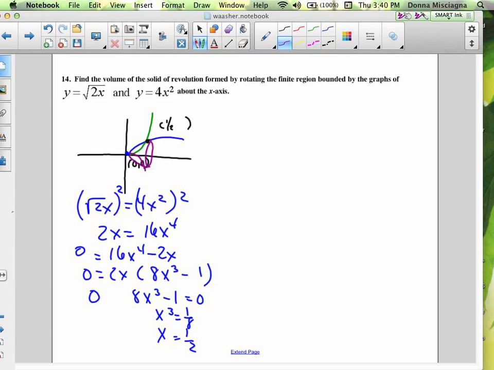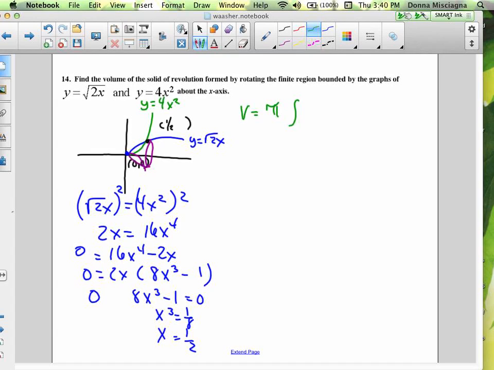I should label those. It's a good idea to label it so you know which function is which. The blue function here, and color coding is not a bad idea either, is y equals the square root of 2x, and the green one here is y equals 4x squared. I know that's what I did when I learned this stuff. I color coded everything, and I like colors anyhow. So now when we integrate it, our volume is going to be pi times the integral.